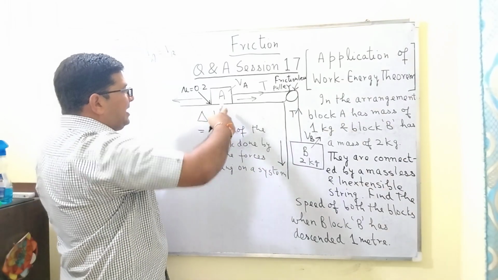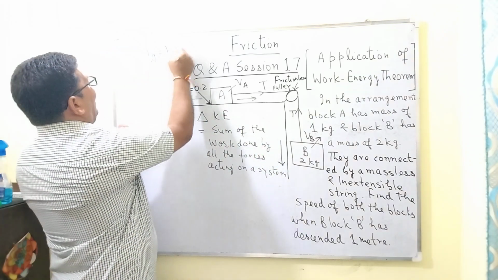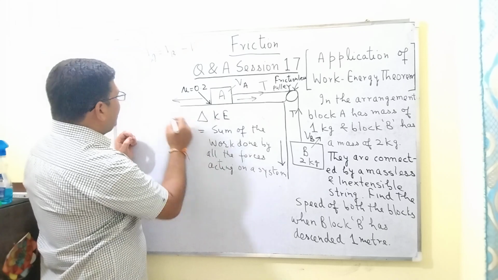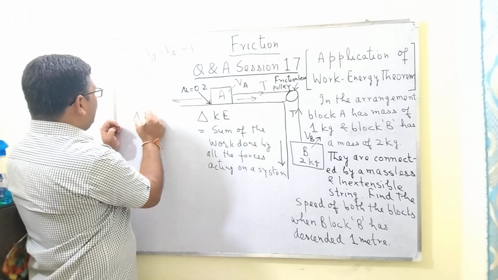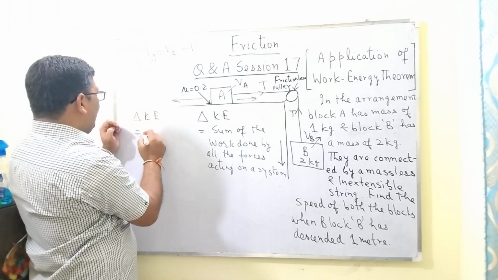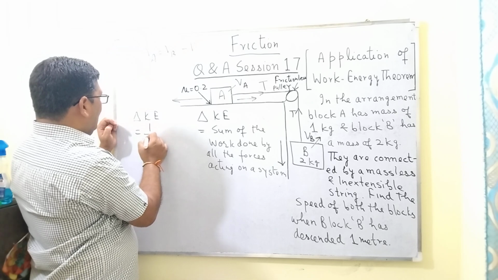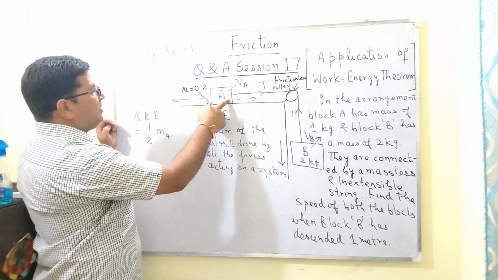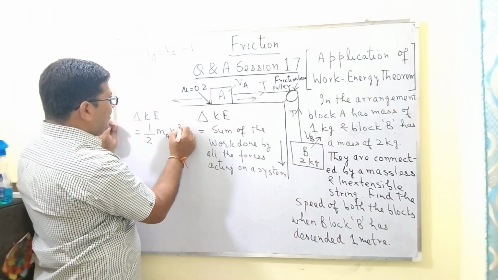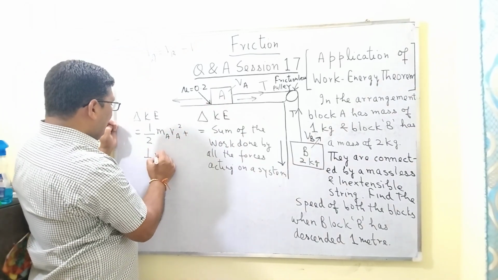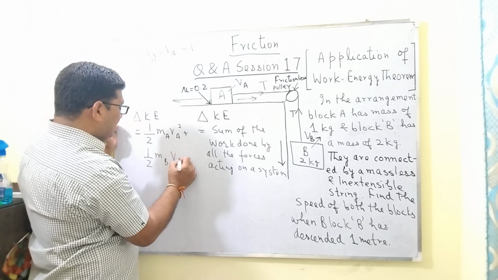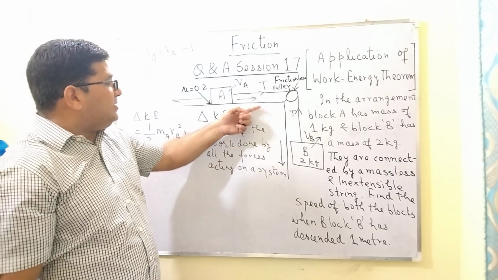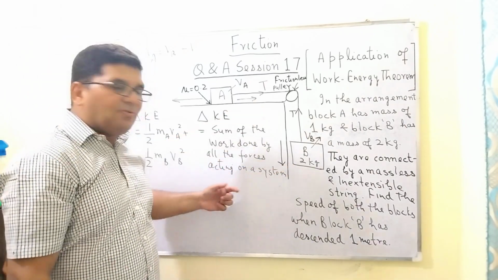So here, if I take the velocity VA, which is equal to VB, as V, then the change in the kinetic energy, that is delta KE, will be equal to half MA VA square plus half MB VB square minus 0, where MA is the mass of this block A, because when these two blocks are stationary, the kinetic energy will be equal to 0.